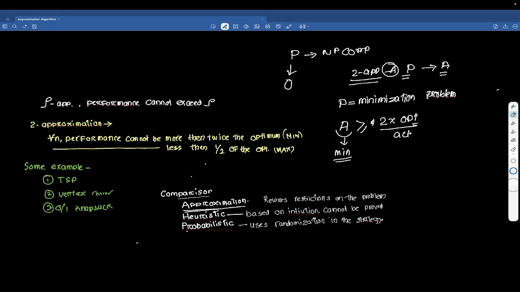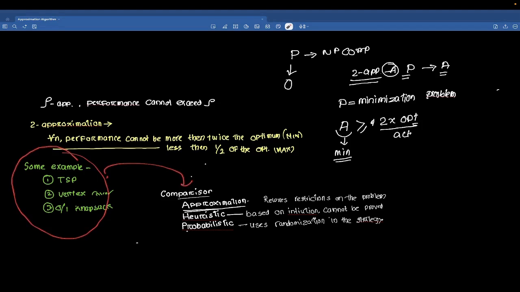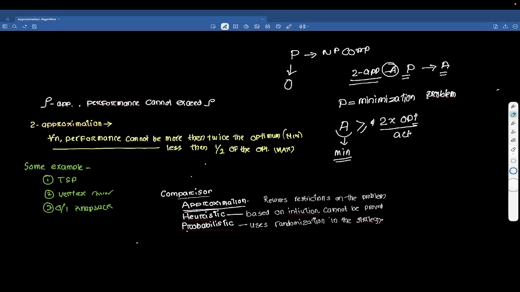Any NP-complete problem such as the traveling salesman problem, vertex cover, minimum vertex cover, and the 0/1 knapsack problem can be solved by the approximation algorithm. However, the approximation algorithm is not the only method to deal with NP-complete problems. There are two other approaches: one is the heuristic approach and the other is the probabilistic approach.